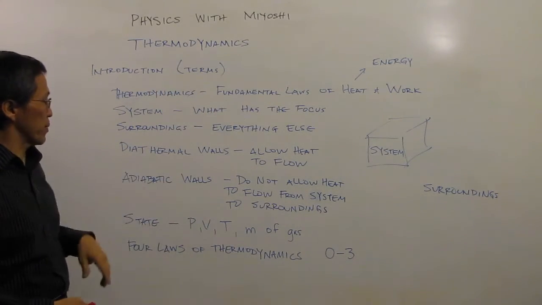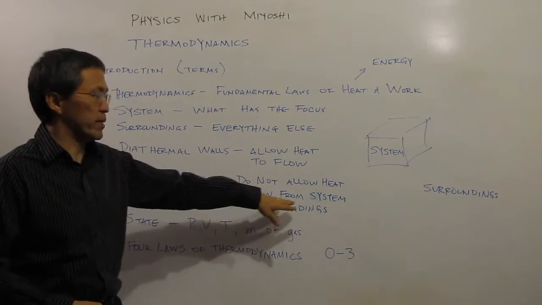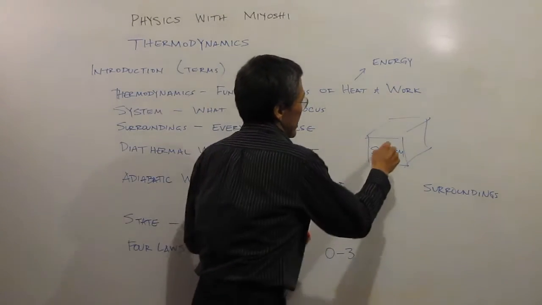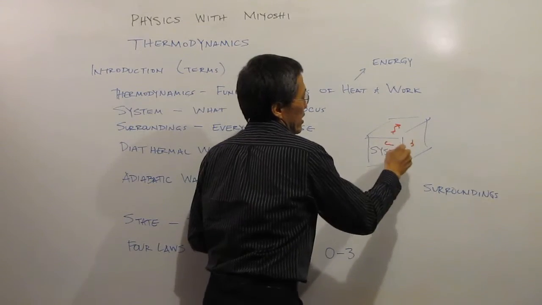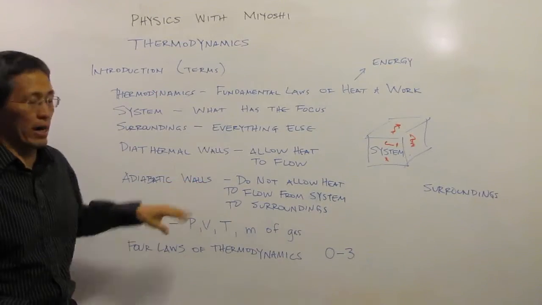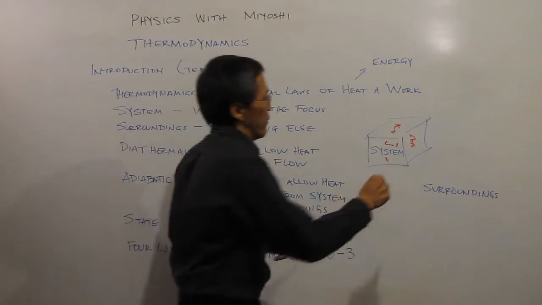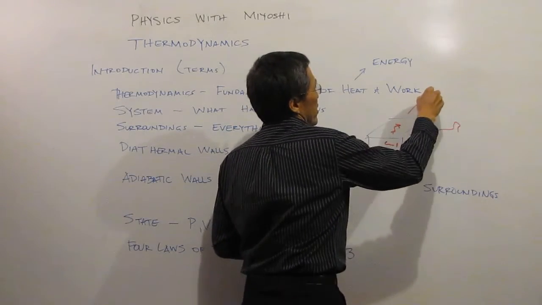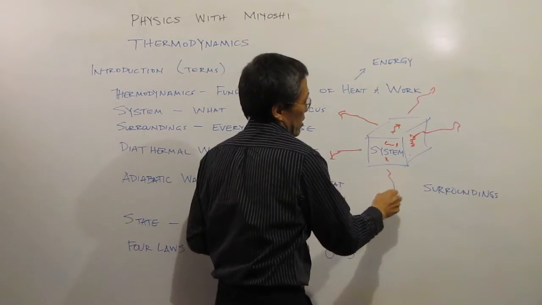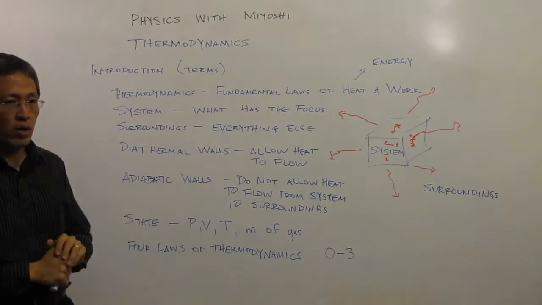Adiabatic walls and diathermal walls. An adiabatic wall does not allow heat to flow from the system to the surroundings. So whatever heat and energy is in here just stays right inside those walls, and that's with an adiabatic wall. With a diathermal wall, that allows heat to flow, so now my energy can flow out of the system into the surroundings. So that's the difference between adiabatic and diathermal walls.